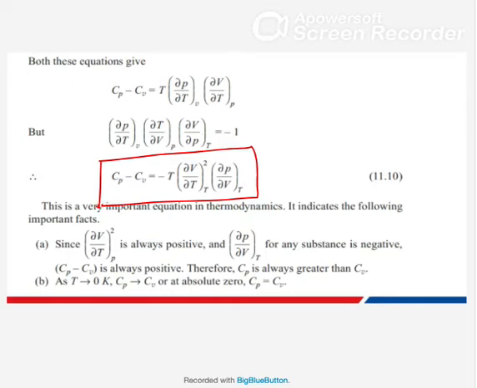Now what can we derive from this equation? Since this factor is a square, it will always be positive. And dp by dv at constant temperature, for any substance, is negative. That is the change in pressure with respect to volume at constant temperature. Now this we have seen in fluid mechanics also.